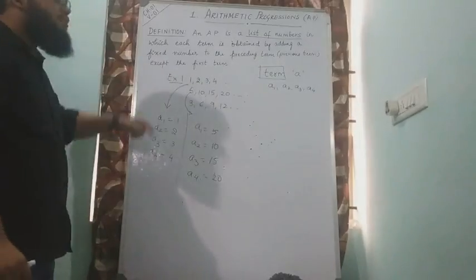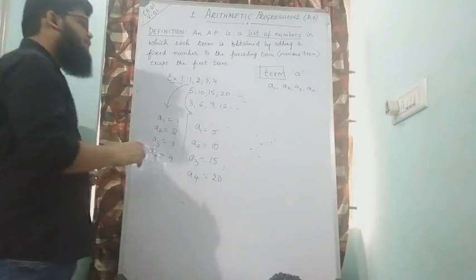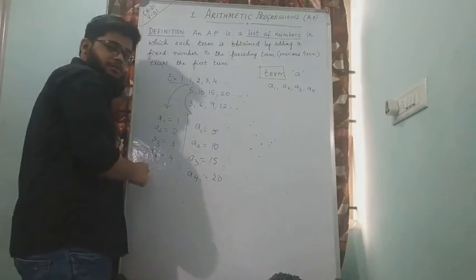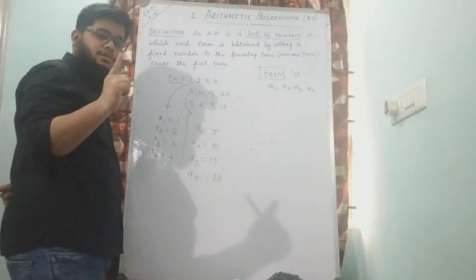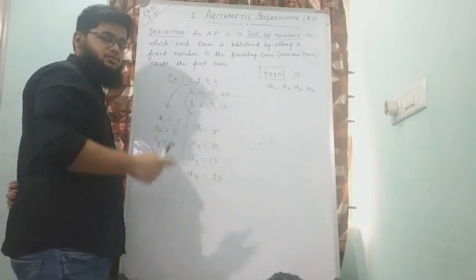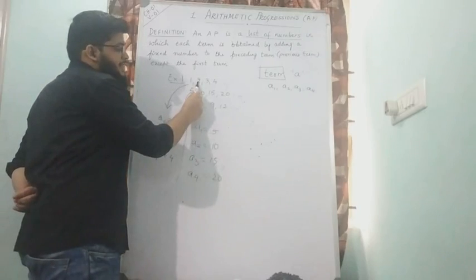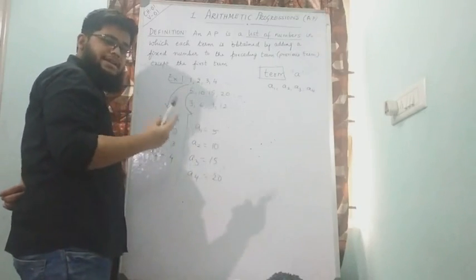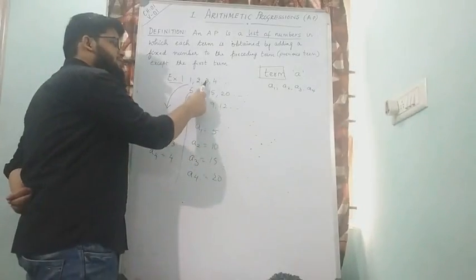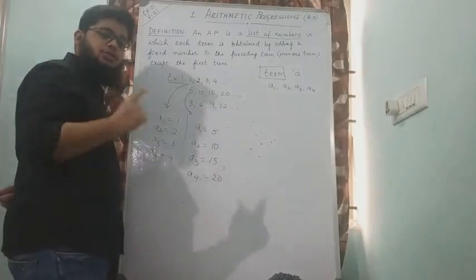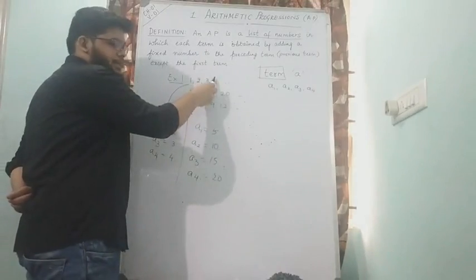Now, let us go to example number 1 and see what is the difference between each number. The difference between first term and second term is 1, because 1 plus 1 is 2. Again, the difference between the second term and third term is 1 because 2 plus 1 is 3. The difference between the third term and the fourth term is also 1 because 3 plus 1 is 4.